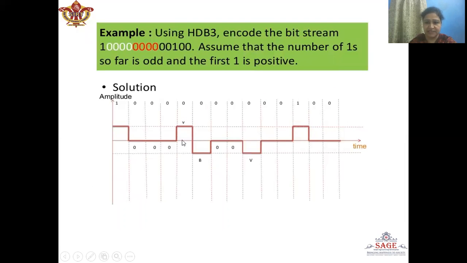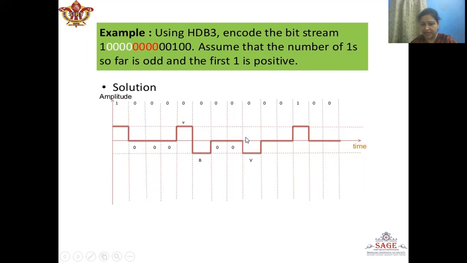Now here we will consider one more example. Using HDB3, we will encode the bit stream 1, then 8 zeros, 001, 00. And we will assume that the number of ones so far is odd and the first one is positive. Now, first one is positive. Since the number of ones since the last substitution is odd, we will use the pattern 000V for 4 consecutive zeros. So 000V, violation, which will be positive voltage level.